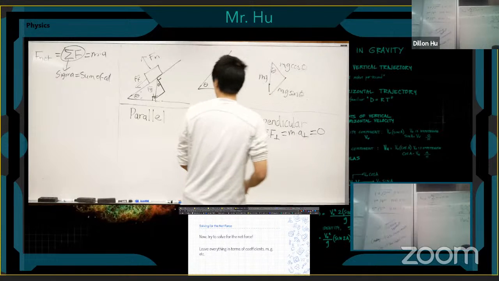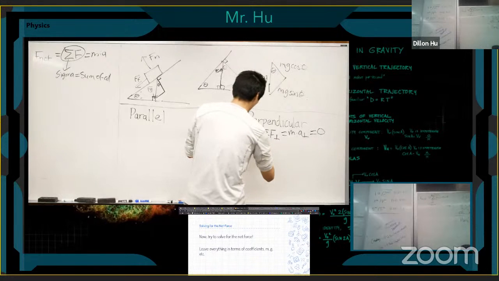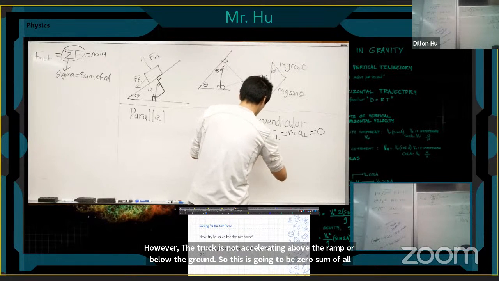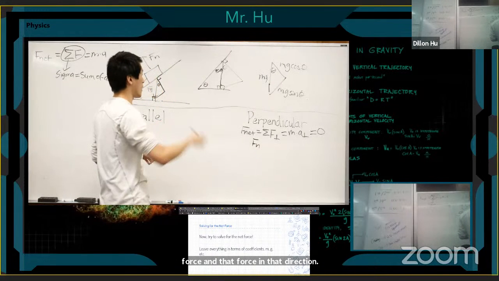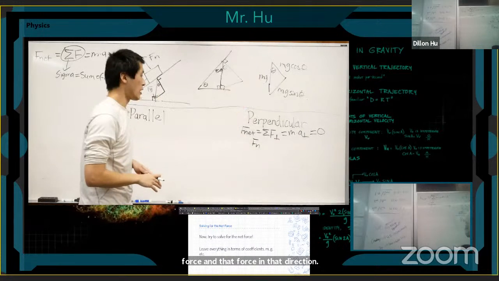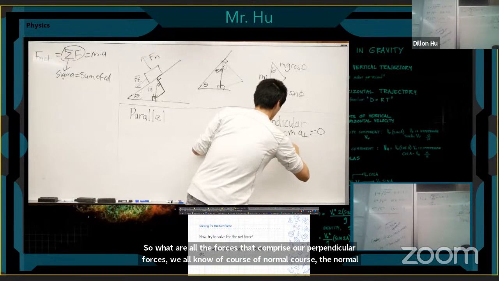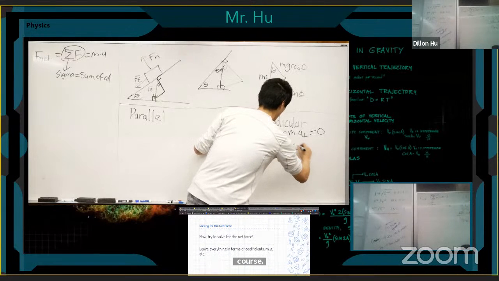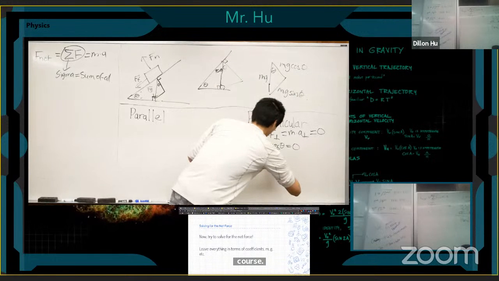So what are all the forces that comprise our perpendicular forces? We have, of course, the normal force in one direction, and then we have our gravitational force that we decomposed in a perpendicular component. So our normal force minus mg cosine theta is equal to 0. So now we know our normal force. Normal force is just mg cosine theta.